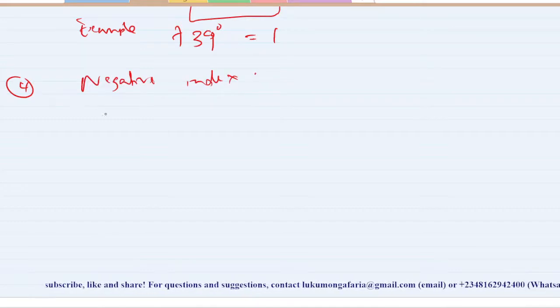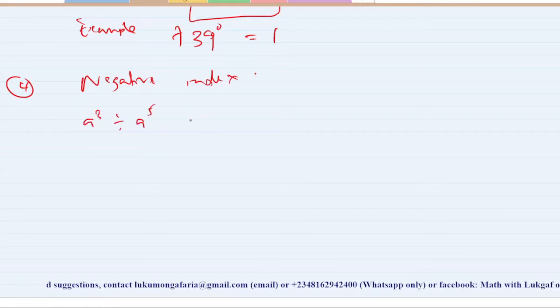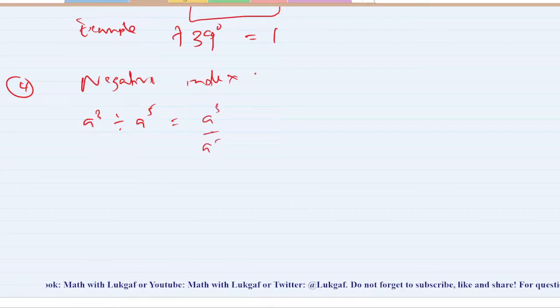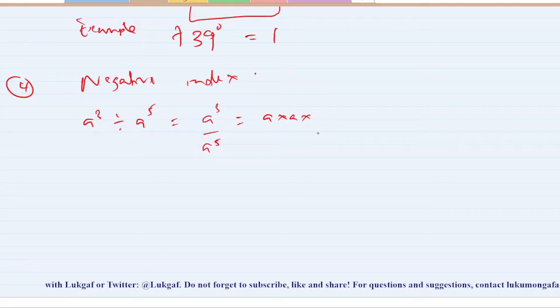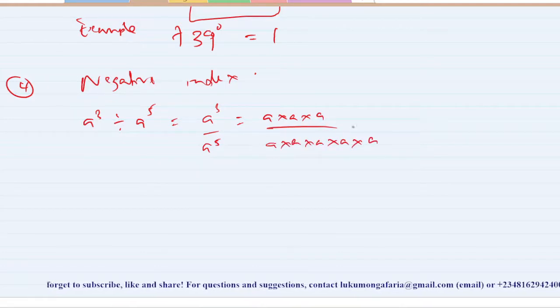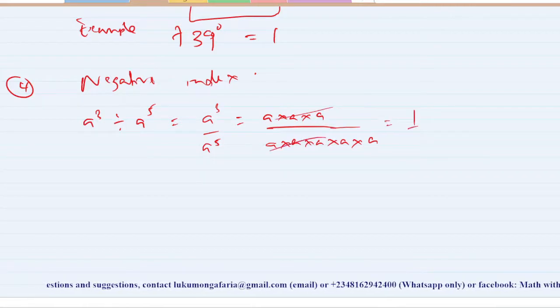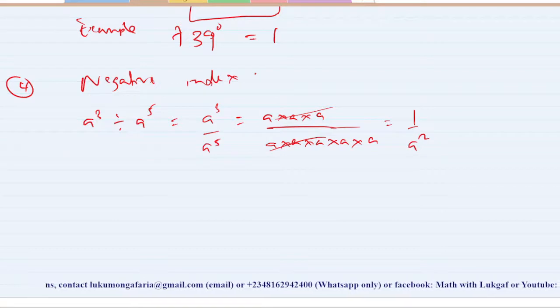Let's say I have a raised power 3 divided by a raised power 5. If I want to apply the rule, it is the same thing as a times a times a divided by a times a times a times a times a, in 5 times, right? This will cancel 3 out of this. Then I'm going to have 1 divided by a squared.